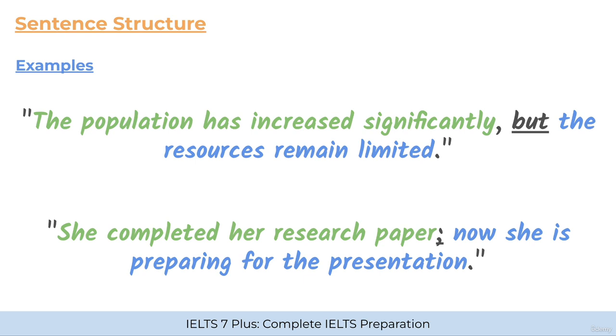Another one now, she completed her research paper, semicolon. Now she is preparing for the presentation. So you can see that they are 2 complete thoughts. They both have their own subject, their own verb, and they can either be connected with a semicolon as shown or with a coordinating conjunction here. So both of these sentences have equal weight, if you like. If you were to see a scale and a person holding up these 2 sentences, they would be the same.